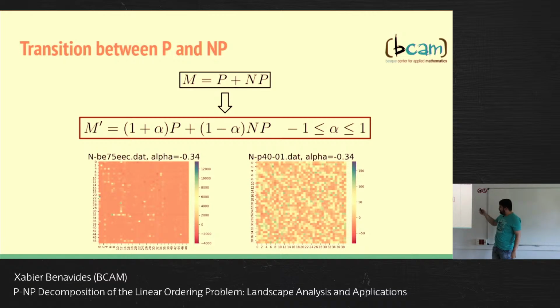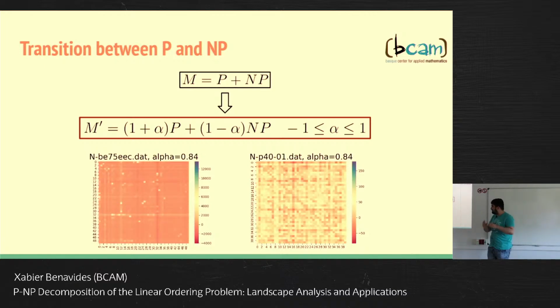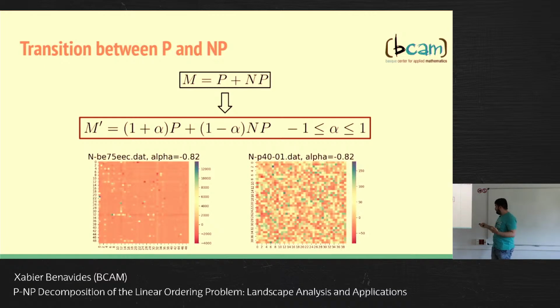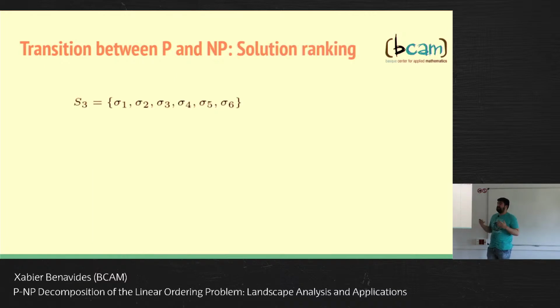So, once we have this set of modified instances, this transition between P and NP, the next thing that we can do is to compare the rankings of solutions of all these instances. Okay? But before doing that, we need to understand what a ranking of solutions, or solution ranking, is in the context of combinatorial optimization.